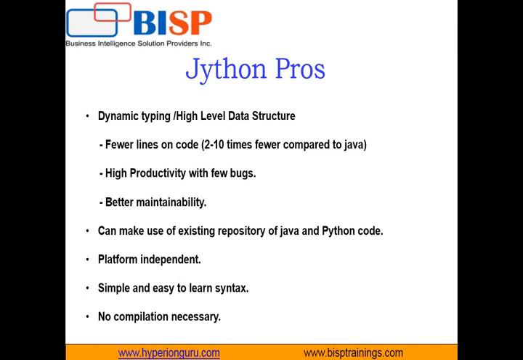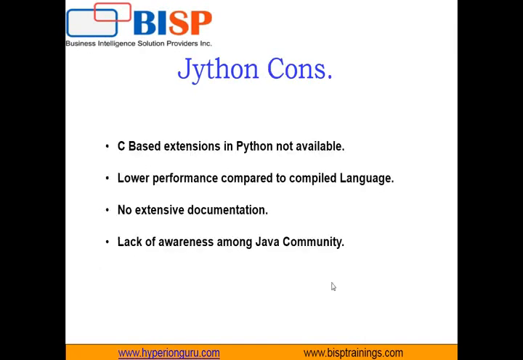Like in Java, the compilation is necessary, then we run that command. But if we are using Jython, the compilation is not necessary. It will directly run the program and give the output to the user. These are the Jython cons: C-based extensions in Python are not available. It has lower performance as compared to compiled languages. There is no extensive documentation on Jython, so that's a con of Jython. And there is a lack of awareness among the Java community. We have a Python community, we have a Java community, but for Jython we have very few communities, so there is a lack of awareness among developers. So these are the cons of Jython.